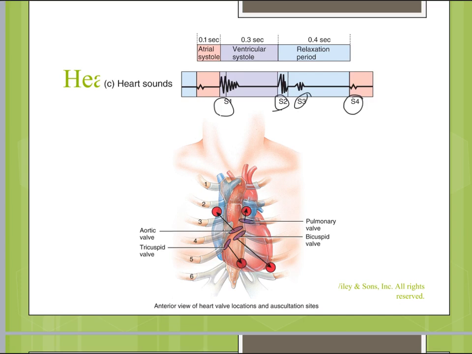Now for the pulmonic area, or the pulmonary area, we're going to place the diaphragm of the stethoscope at the second intercostal space and the left sternal edge. This is the anatomical landmark for the pulmonary valve. Again, we're going to listen for about 5 seconds for the second heart sound, which represents the pulmonary valve closing. For the tricuspid area, again, place the diaphragm of your stethoscope at the 4th to 5th intercostal space and left sternal edge.